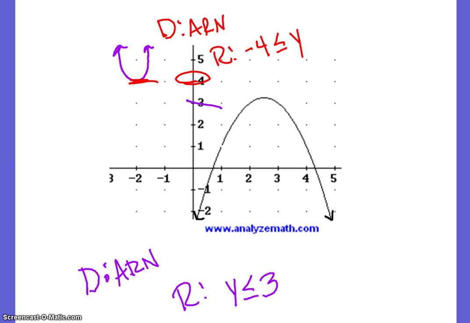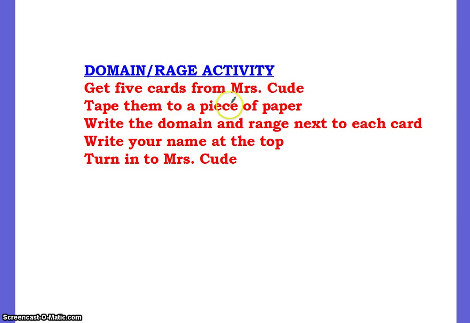So what you're going to do is you're going to get 5 cards from me. You're going to tape them to a piece of paper. Next to each card, you're going to write the domain and the range. Then you're going to write your name at the top of the page and turn it in to me. Make sure that you are efficient with your use of tape. In other words, it doesn't take much. Just tape it on enough where it'll stay, because once I've graded it, I'll take the cards back off and use them for something else later.